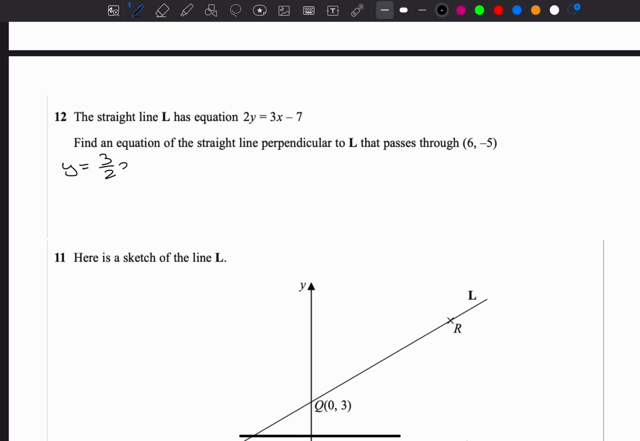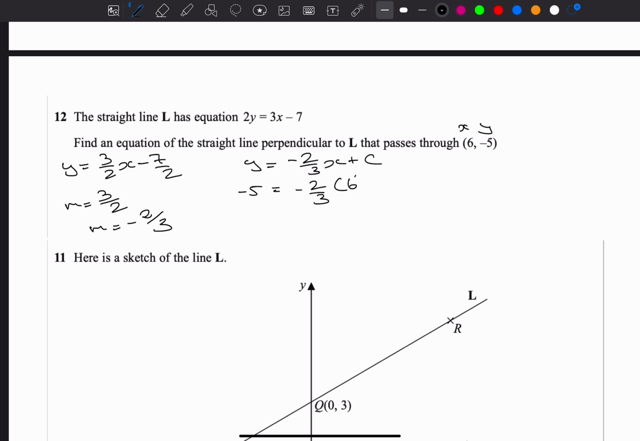Y equals 3 over 2x minus 7 over 2, so m is 3 over 2. You want a perpendicular line, so it's minus 2 over 3. Then y equals minus 2 over 3x plus c. Substitute x and y: minus 5 equals minus 2 over 3 times 6, plus c. Minus 5 equals minus 12 over 3, which is minus 4, plus c. So c is add a 4 on, which makes it minus 1.